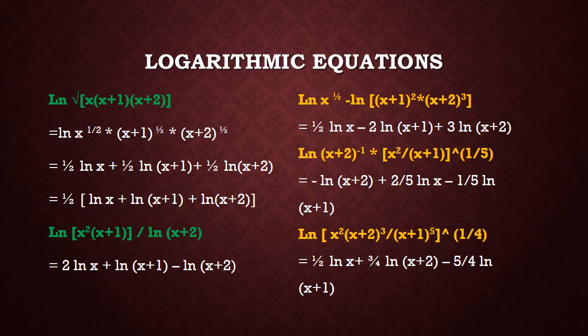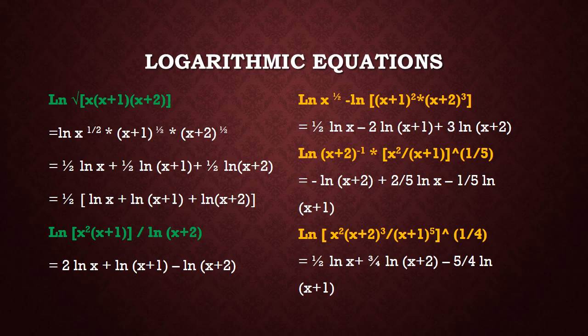And next you have ln of x raised to power half minus ln, in brackets we have x plus 1 square multiplied by x plus 2 cube. Solving it further, you get half ln x minus 2 ln x plus 1. Since x plus 1 was square, this square becomes a constant, and you get 2 ln x plus 1 plus 3 ln x plus 2. Since the terms are being multiplied initially, now you have to subtract, you have to add it in terms of ln. So you get 3 ln x plus 2.